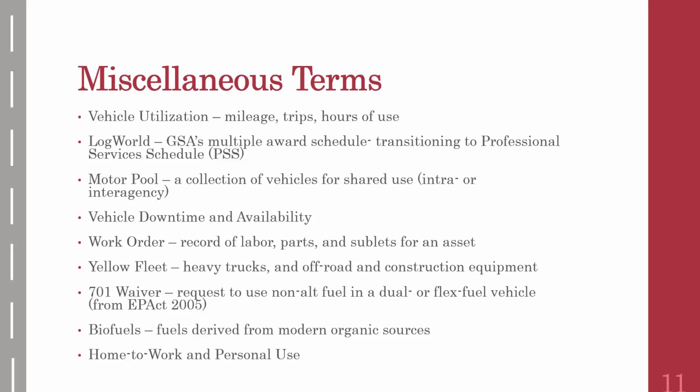And then we have home to work and personal use. Home to work was covered in acronyms, and personal use typically is not authorized. I can't think of many instances where it is at all, and that would be something to look for in your fleet to ensure that employees aren't using their vehicles in an unauthorized manner. And with the advent of telematics, that could be an opportunity to ensure that vehicles aren't being used for personal use.